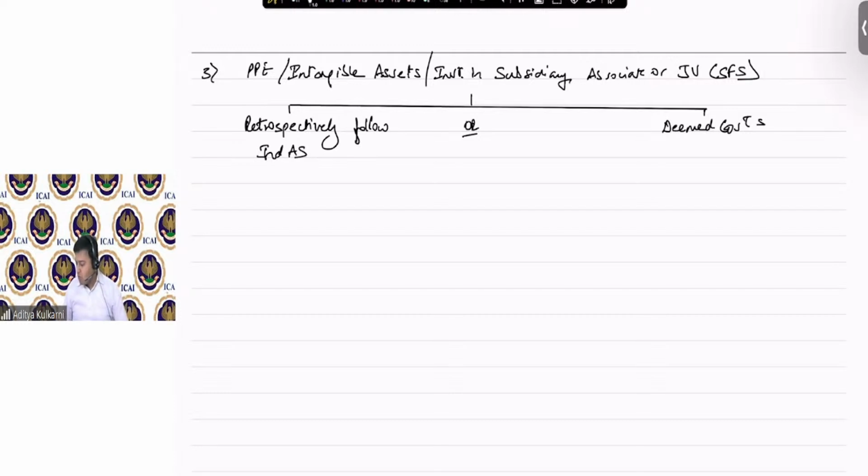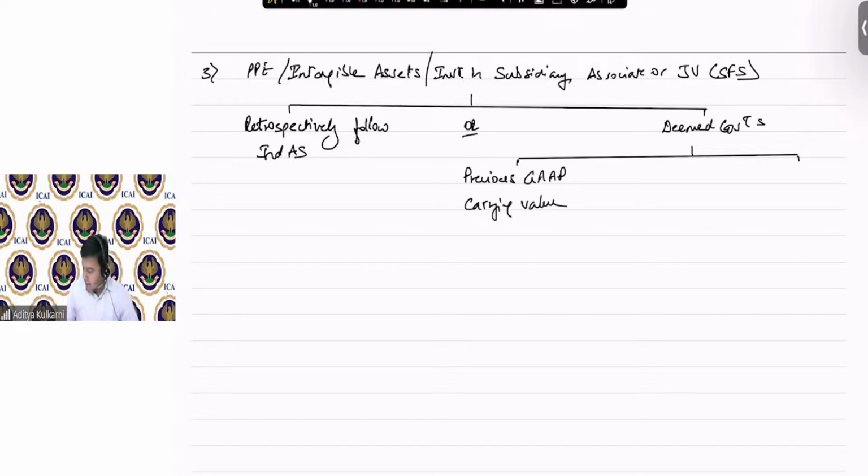Okay. Now, when I go for deemed cost, it can be categorized into two types. First one is previous GAAP carrying value, or fair value. Previous GAAP carrying value or fair value. Okay.